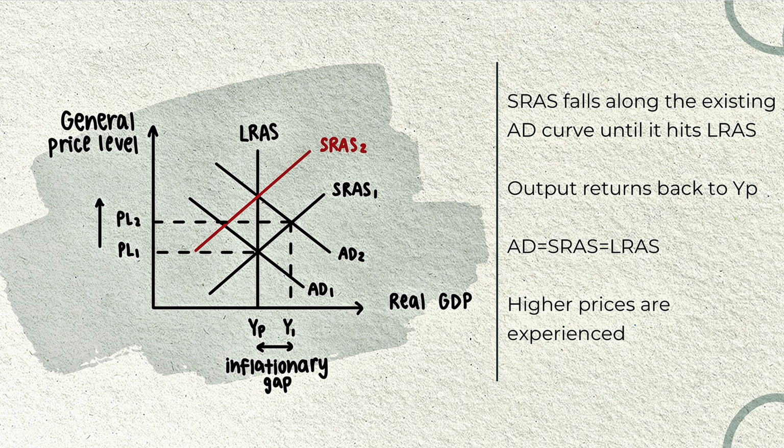The increase in prices means that the cost of production has increased. These include wages and raw materials. As a result of this, SRAS will fall along the existing AD curve until it hits LRAS. And at this point, the output returns back to YP, which forms our new intersection here. And in the end, higher prices are experienced from PL2 to PL3.